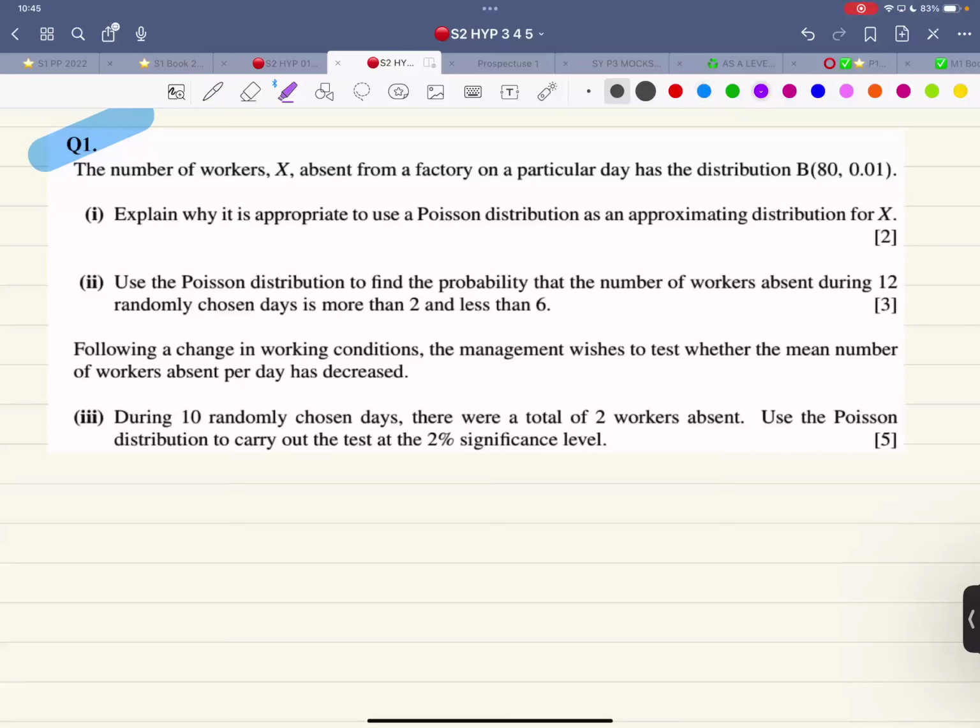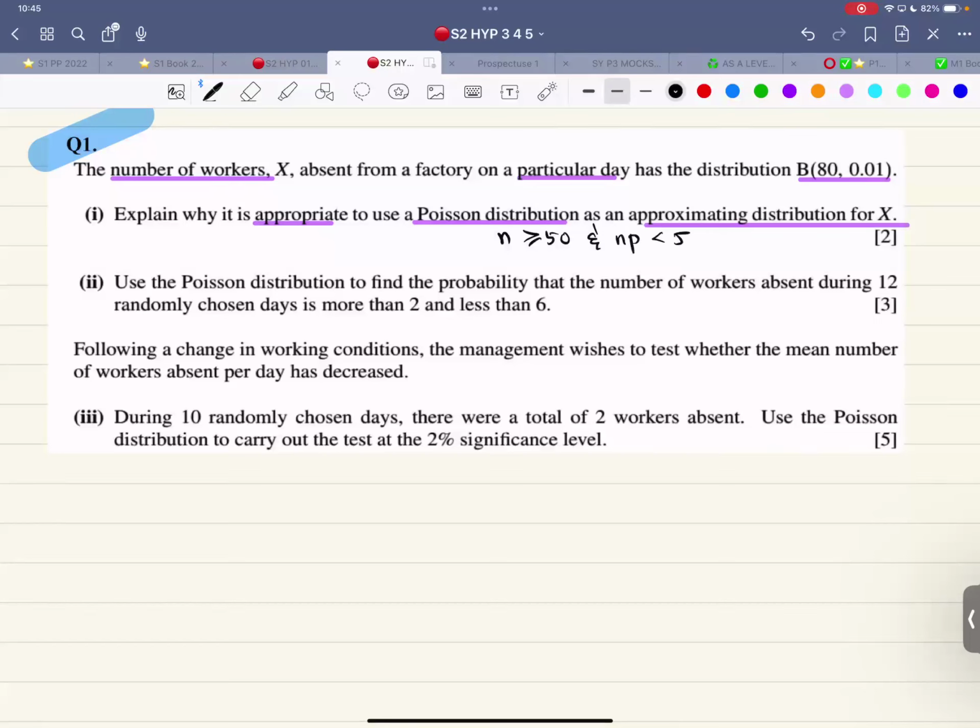The question says, the number of workers X absent from a factory on a particular day has the distribution binomial 80, 0.01. Originally the question is binomial. Explain why it is appropriate to use a Poisson distribution as an approximating distribution for X. So what is the condition? The condition is simple. N has to be greater than or equal to 50, and at the same time, simultaneously, NP should be less than 5.